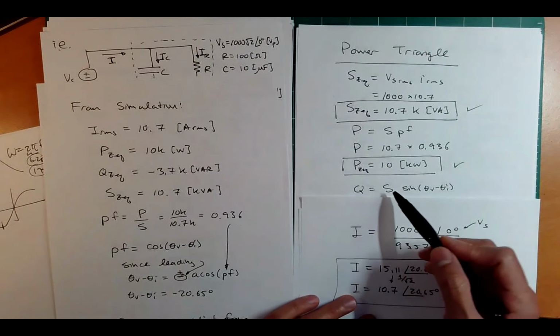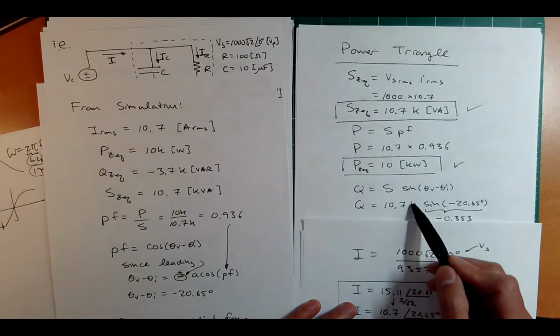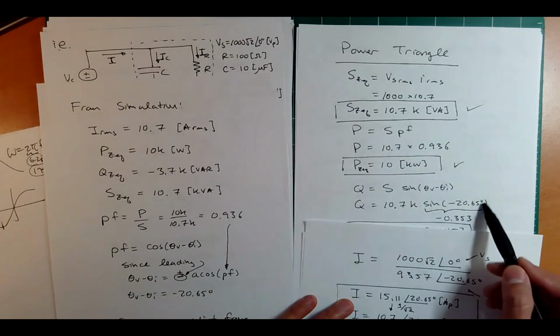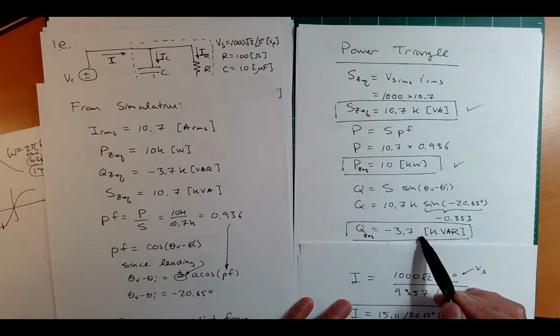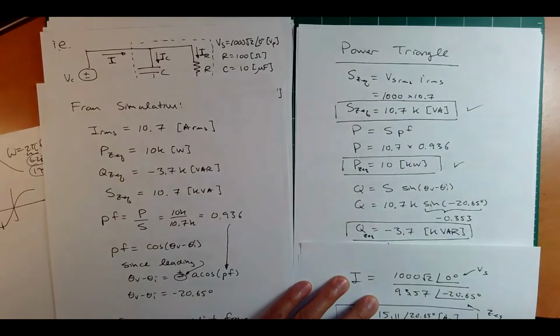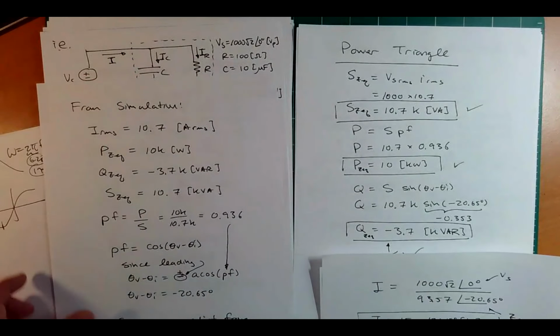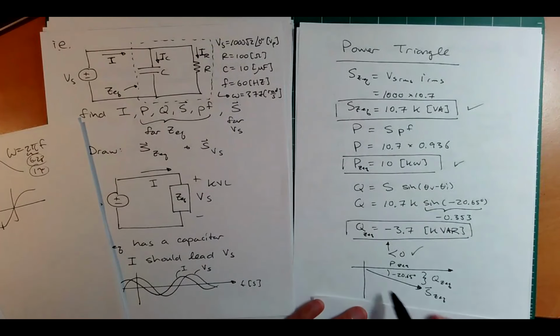What about the Q? Well, S times sine of theta V minus theta I. So S, which is 10.7, times sine of minus 20.6. I get a negative here. Good. So I get negative 3.7 kilovars. Great. We're getting the same numbers, right? I hope you're seeing we're getting consistency from that simulation and the numbers from our equations. And we see that S bar would be pointed down in the fourth quadrant, 1, 2, 3, 4. Q is the equivalent, P is the equivalent, S bar.